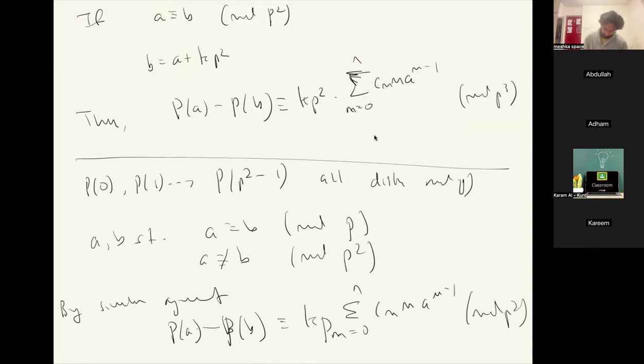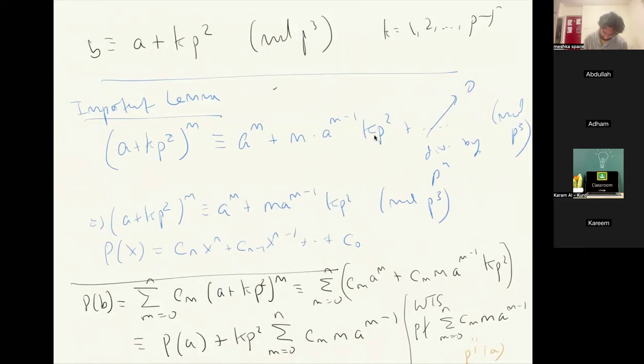Okay, because what will change? When you do the argument here in the lemma, everything will be the same except this p squared will be a p. So instead of being kp squared, it'll be kp. And so the difference will be the same thing with kp instead.